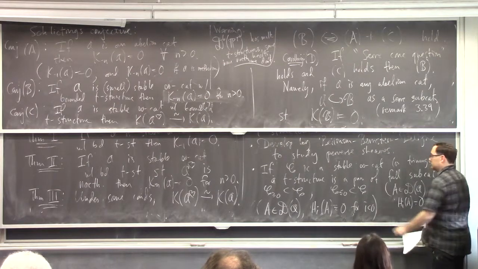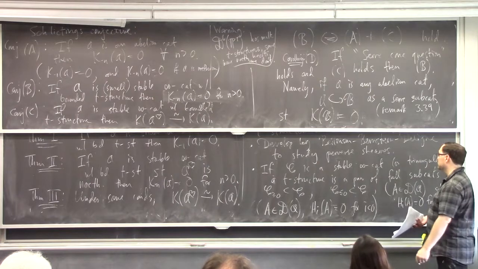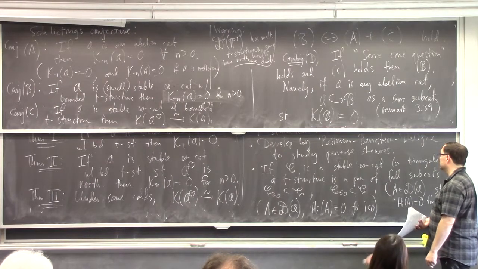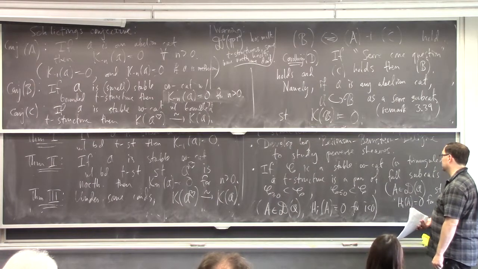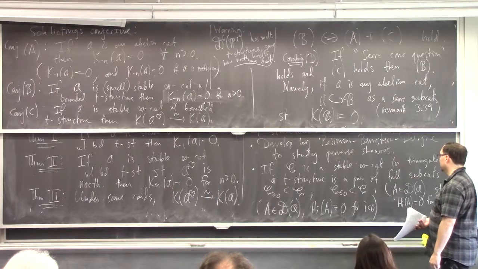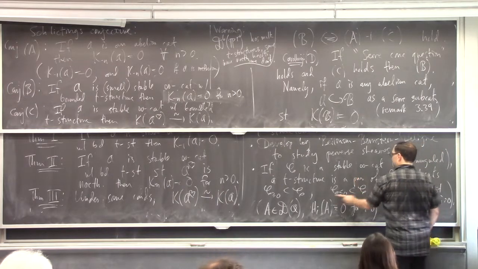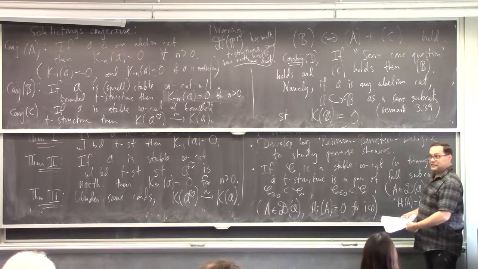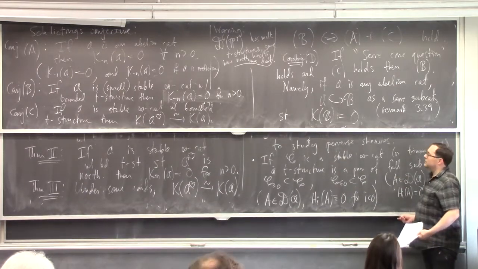David, what's the word before the phrase of full subcategories? Third line up from the bottom. A T-structure is a pair. Right? Pair of full subcategories. Everybody else. It's those two pairs. It's the connective part and the co-connective part.